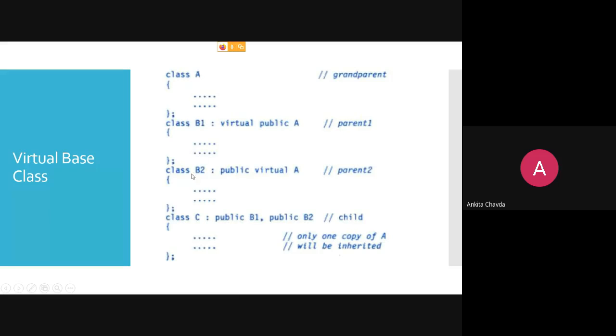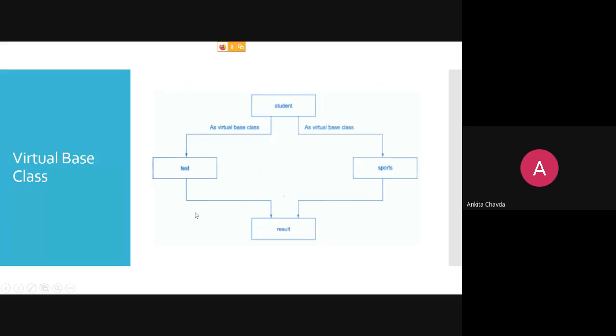From B1 and B2, so you are writing public B1, public B2. These are derived as virtual, which is why class C will have only one copy. Right? So here you can take the same example, and we have made it for your virtual base class. This is your virtual base class. It is derived as a virtual base class.